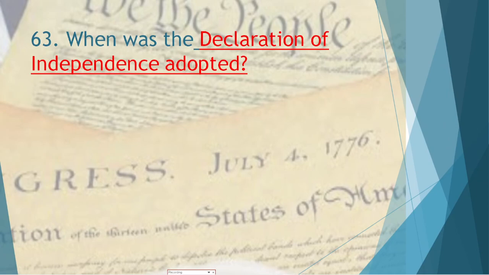When was the Declaration of Independence adopted? July 4, 1776. Remember the double seven. The Declaration of Independence was adopted in the USA.